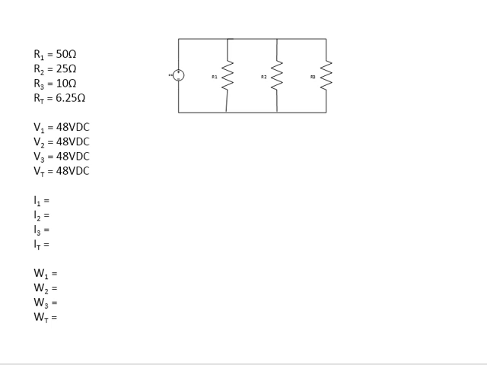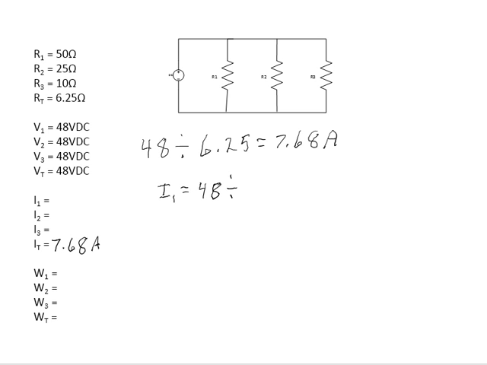The next step is finding the current for the circuit. The current is going to take our applied voltage and divide it by the total circuit resistance of 6.25, and that's going to give us 7.68 amps. We also need to find the current drops of the individual branches, and to do so, we'll take the applied voltage and divide it by the resistance of the individual branches. So for the first branch, we'll have 0.96 amps.